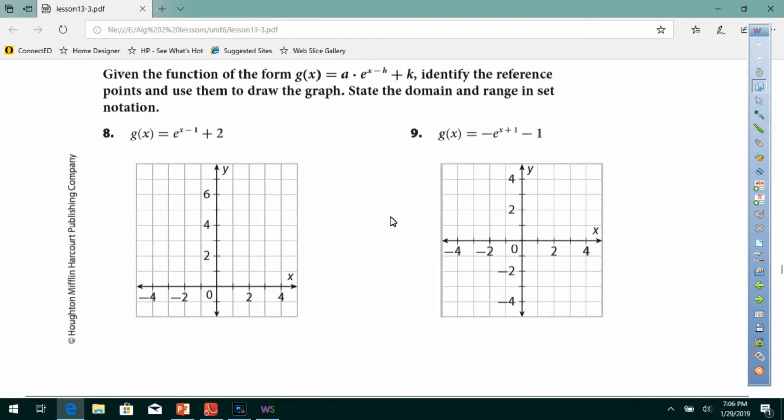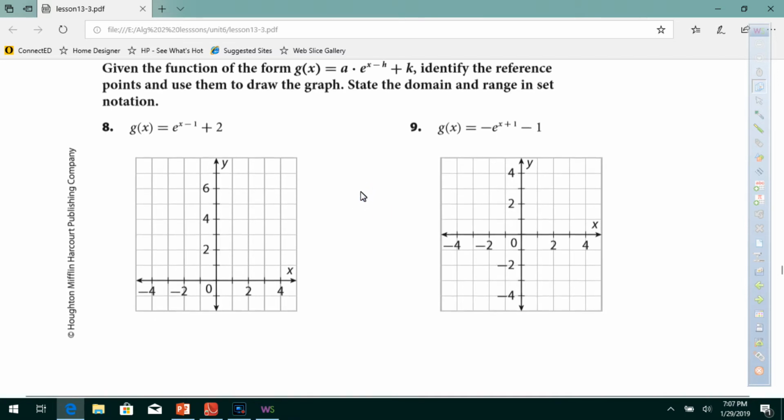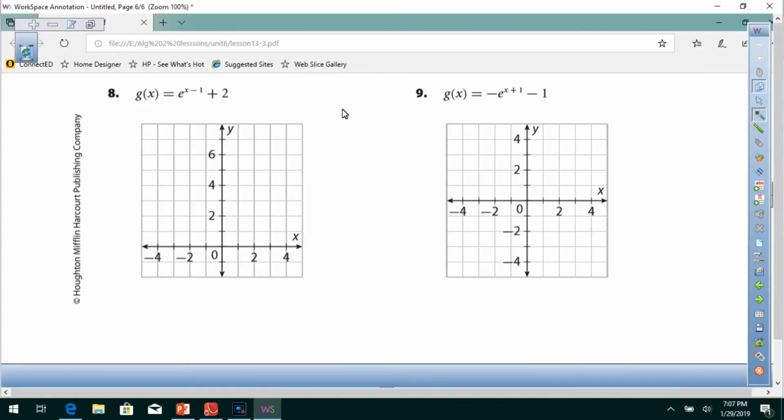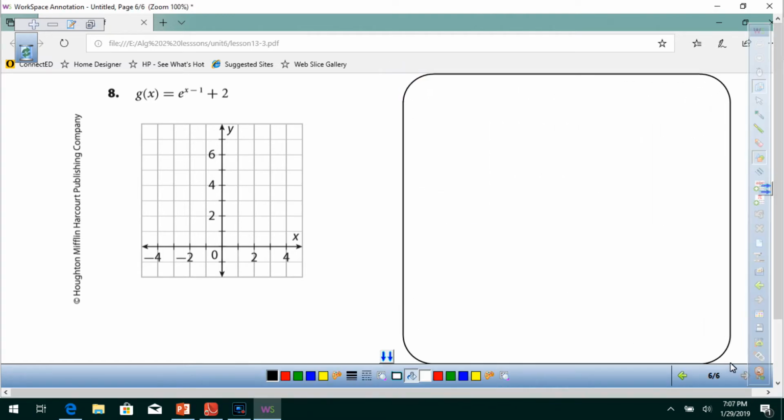Let's see here, number 8. Given the function, identify the reference points and use them to draw the graph. State the domain and range in set notation. So we've got to remember to do the domain and range. I'm not sure I'm going to remember without somebody helping me, but we'll see. Let me get me some real estate.